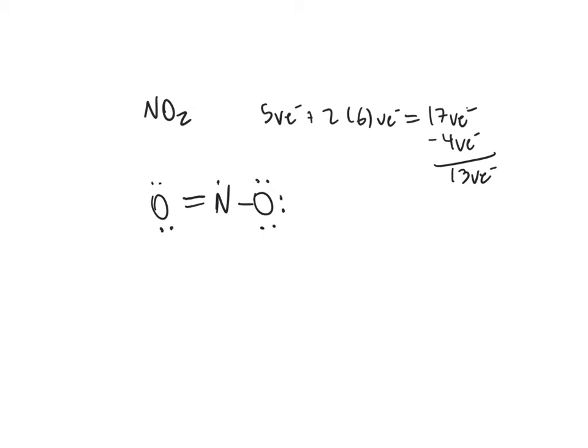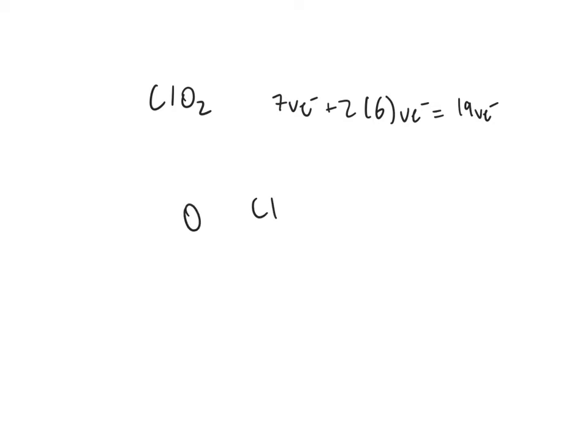A similar example is ClO2. So let's draw the Lewis structure. We'll start with 7 valence electrons for chlorine and 2 times 6 valence electrons for oxygen. We'll add that together and we'll get 19 valence electrons. We'll do the same thing by drawing it out and subtracting the bonds, because there has to be at least one, from it to get 15 valence electrons, which we have to distribute all around.